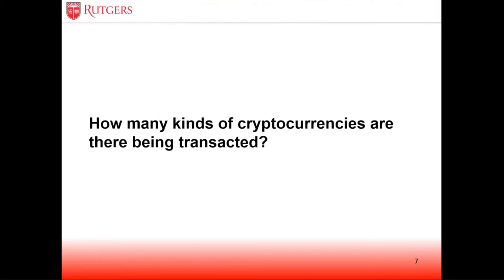And do you know how many kinds of cryptocurrencies are being transacted now? Any random guess, or do you know the specific answer? How many kinds of cryptocurrencies are transacted now? Five hundred. Okay, way more than 500. Anyone want to have another random guess? 10,000. Okay, that's too much.